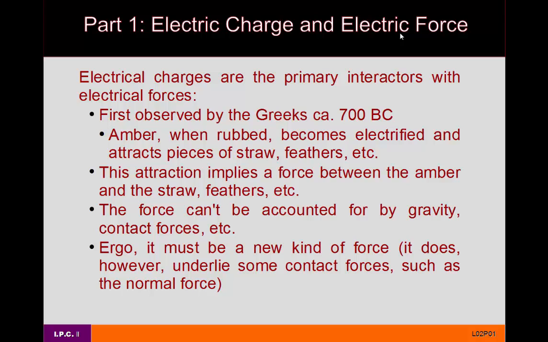Before we get to Coulomb's law, it's worth talking about charges and electric forces in general. The phenomenon of electrical charge and of forces between charge has been observed for thousands of years, quite literally. The first recorded observation that we have is from the Greeks from the year 700 BC, so about 2,700 years ago. And what they did is they took amber and they rubbed it, and they found that it could attract little pieces of straw and feathers and so on.